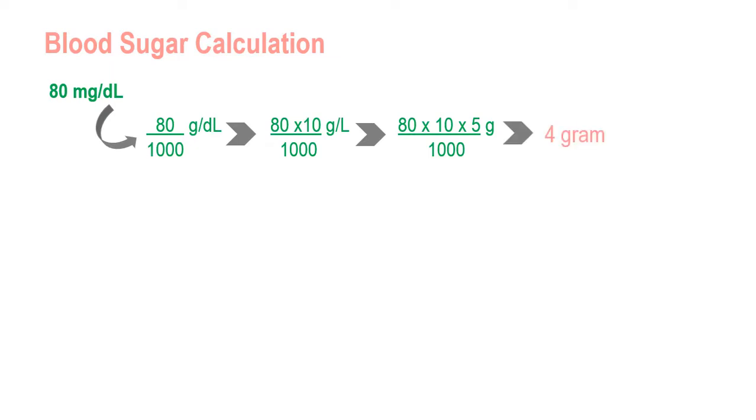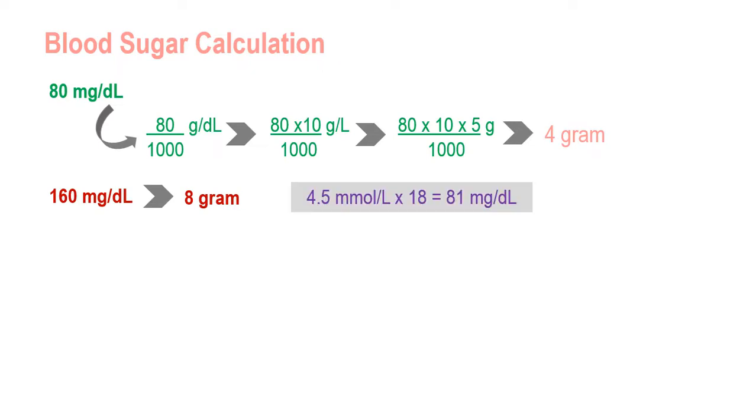If your blood sugar level is 160, your doctor will say your blood sugar is high. However, by our math, it means only 8 grams of sugar in your whole blood. See, just 4 grams extra sugar in your blood means your sugar is well outside the normal range. Sometimes blood sugar level could be expressed as millimolar per liter. If that's the case, to convert it to milligram per deciliter, you have to multiply by 18.